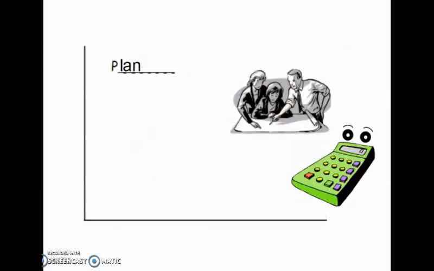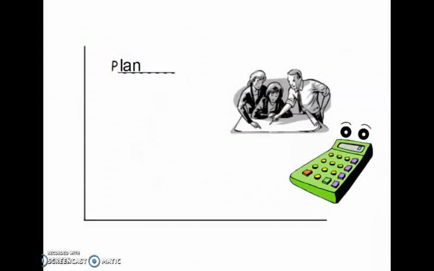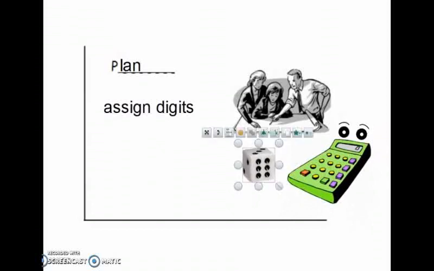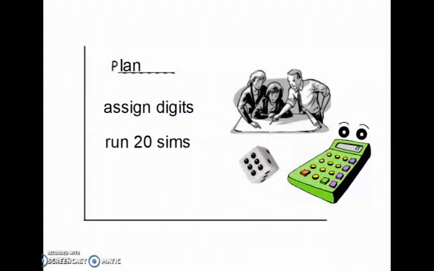Now let's do the second part of simulation, planning the simulation. First, we have to assign digits to make sure that we only get circus peanuts 33% of the time. We can either use a dice, a digits table, or a calculator to do this. Let's use a digit table and run 20 simulations. We can assign the numbers 0, 1, and 2 for circus peanuts, and use the other numbers 4, 5, 6, 7, 8, and 9 for not circus peanuts.